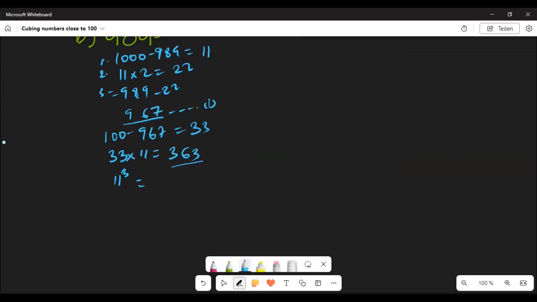But now here, we just write 1, 1, 1, 1, because 1 squared and 1 cubed is going to be 1. And then we multiply this one by 2. So this is going to be 2, this is going to be 2. So that's going to be 1331. This is going to be the last part of the answer. So let's see how this one works.